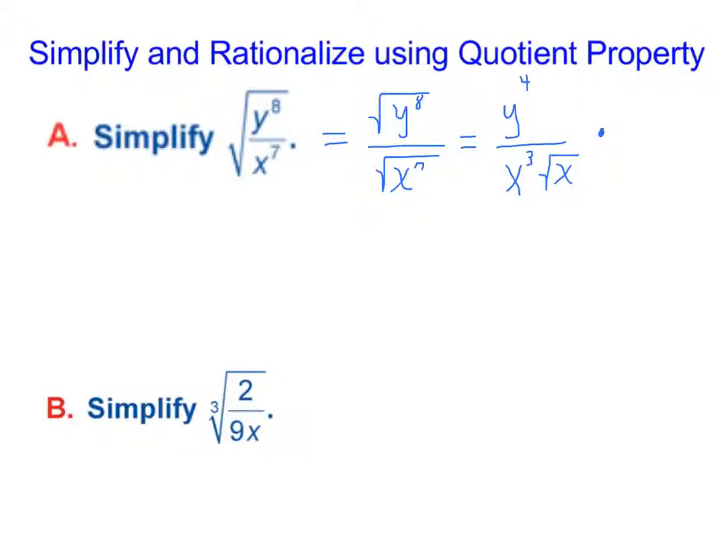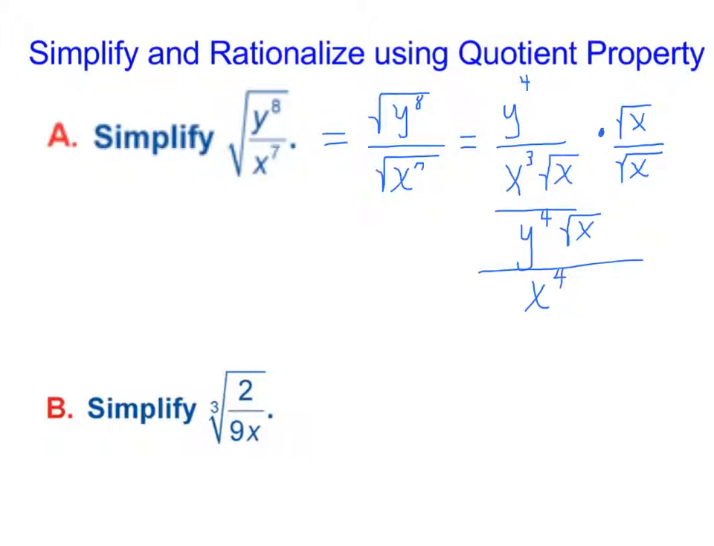And the easiest way to rationalize is to just multiply by a form of 1. Remember that anything over itself is just 1. So I'm just multiplying this whole thing by 1. When I do that, I end up with y to the 4th square root of x on the top. Remember, outside times outside. And then on the inside, on the bottom, I have x to the 3rd times x, the square root of x squared, which is x, and that's x to the 4th. And you're done. Okay?